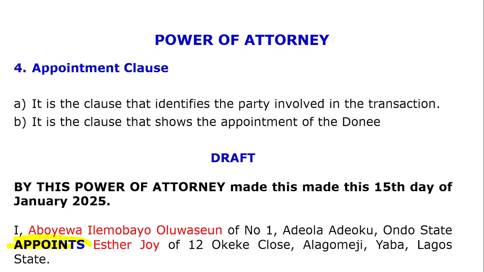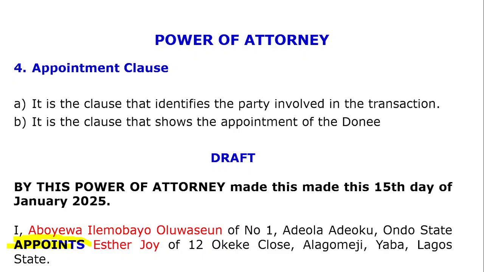You see, this power of attorney is a very simple topic. So don't be too excited when you're writing and then you forget all these simple and technical areas that may rob you of your marks. So the function of the appointment clause is to disclose the identity of the party involved in the transaction. It will also show that this donee has been appointed. So that is the function of the appointment clause. Let's move to the next clause.